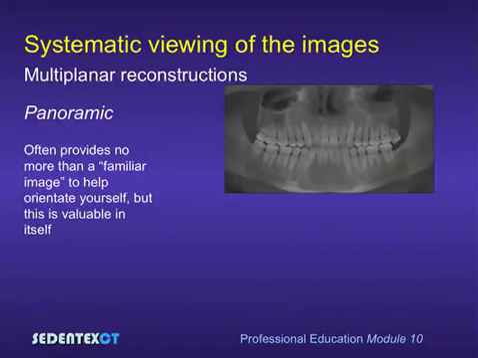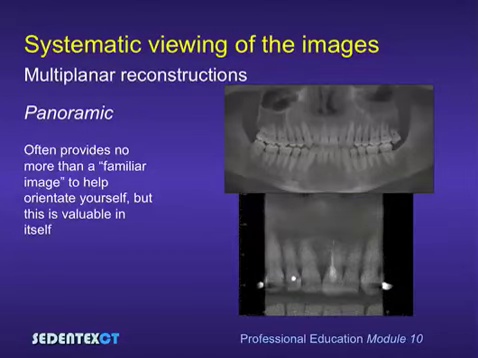Once you've gone through this process, it's time to think about multiplanar reconstructions. The one that most people think about first is the panoramic reconstruction. This often provides no more than a familiar image to help you in orienting yourself for other cross-sectional images, but this is in itself a valuable thing.